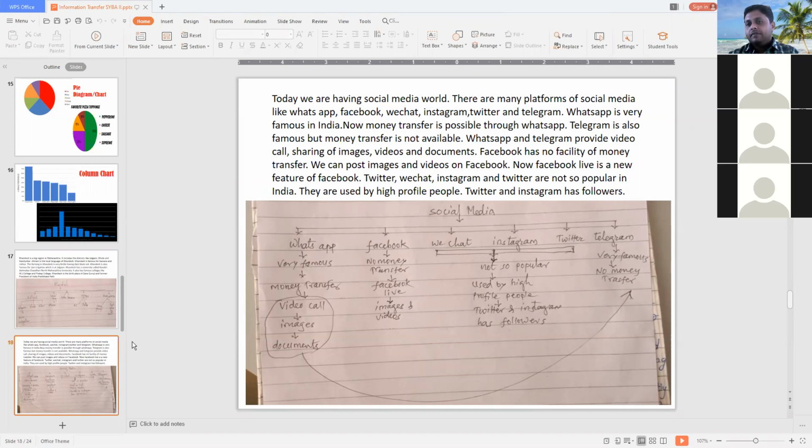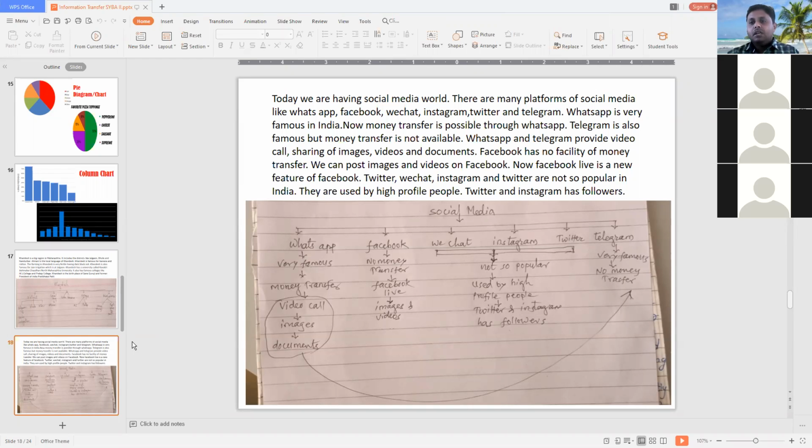Generally, the topic of that paragraph is in the first 2 or 3 lines. Right? So the present paragraph describes social media. That's why we gave the title social media, right?